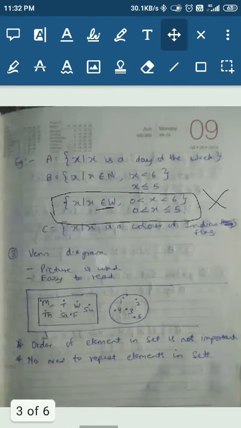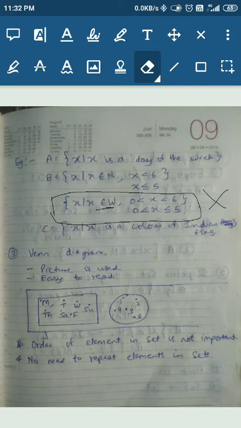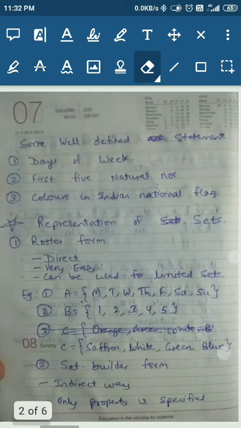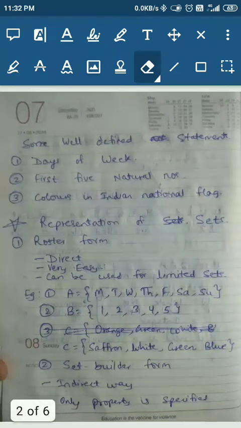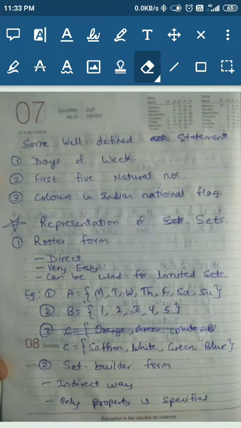Next is Venn diagram. In the Venn diagram we use pictorial forms, and it is easy to read. So the first statement that we had, that is days of the week, can be easily written here: Monday, Tuesday, Wednesday and everything. The second statement 1 2 3 4 5 also can be written. Two important points to be noted here: the order in which the element is written in the set is not important. In this set if I write Friday first and Monday last, it does not make any difference.